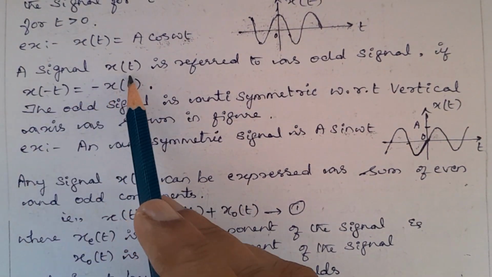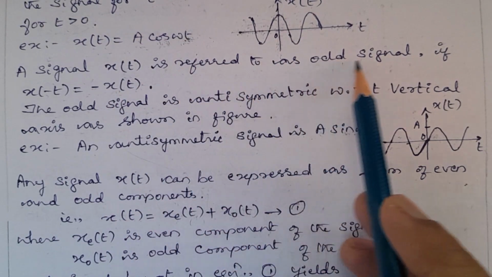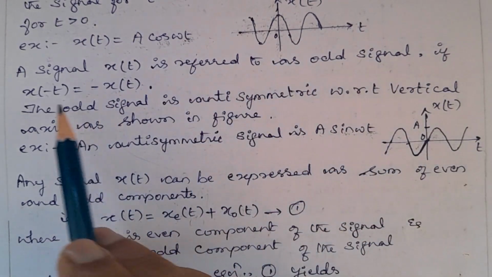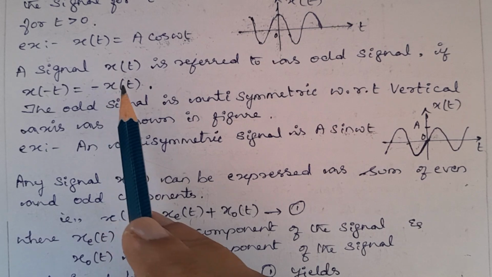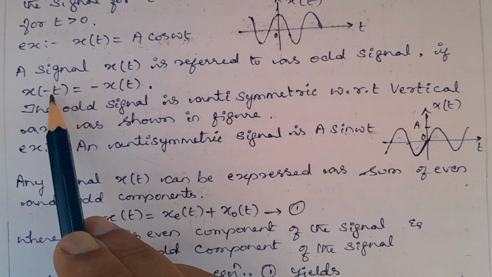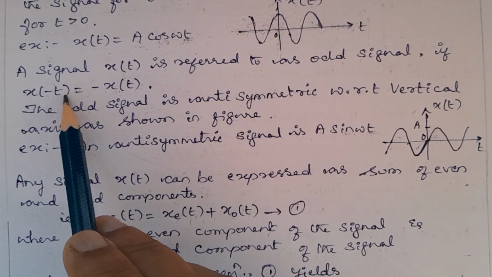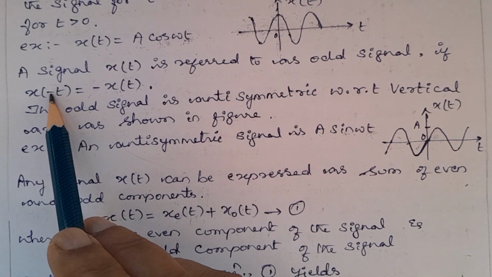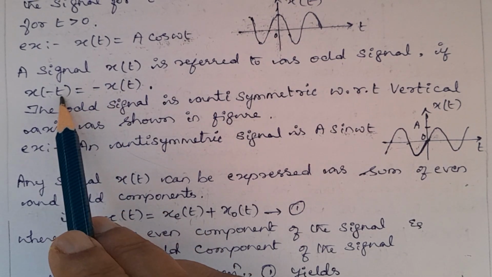A signal x of t is referred to as an odd signal if x of minus t equals minus x of t. So now suppose the t value is negative, that is t is less than 0.